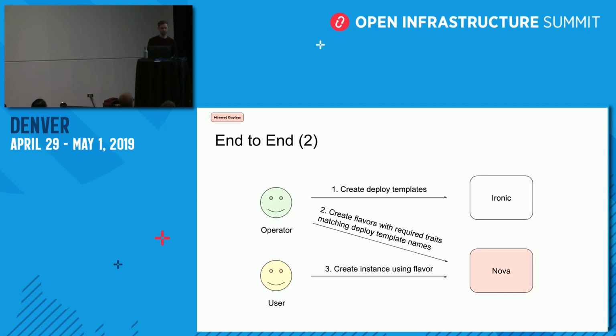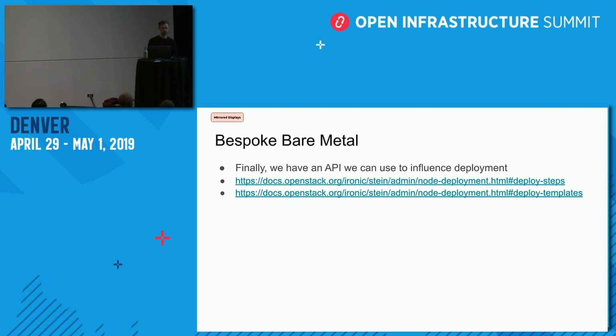To try and put this into pictures, our operator first creates deploy templates with Ironic, and then flavors that reference those deploy templates by their name. And then later on, when a user creates an instance, it selects the flavor that represents the deploy templates that they want to use. So we now have an API we can use to influence deployments. It's available through Nova. We don't need to go directly to Ironic. Some documentation here on how to use it.